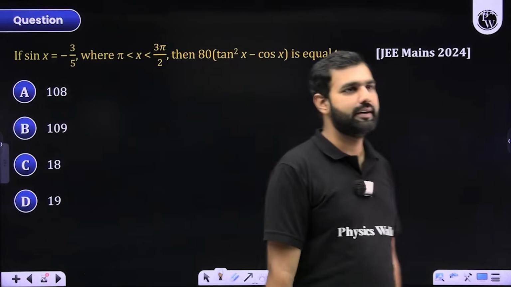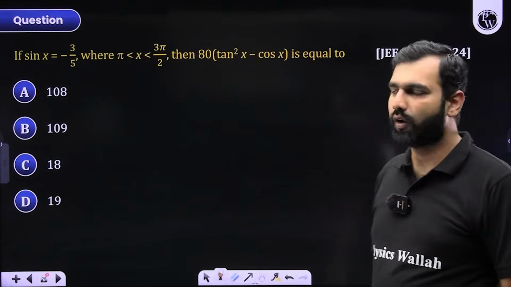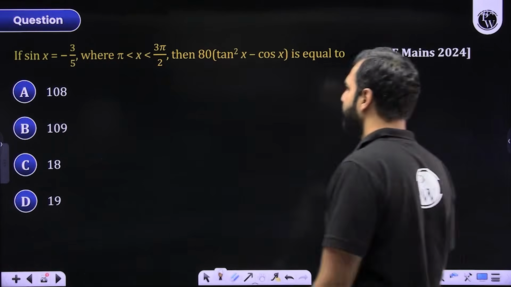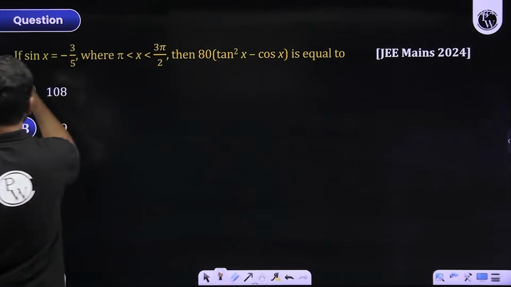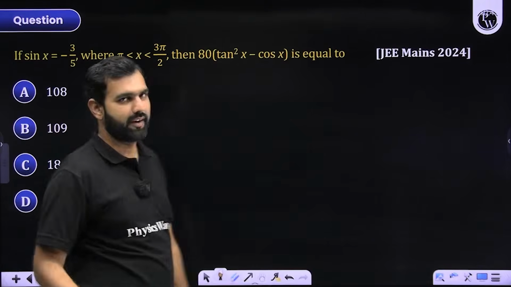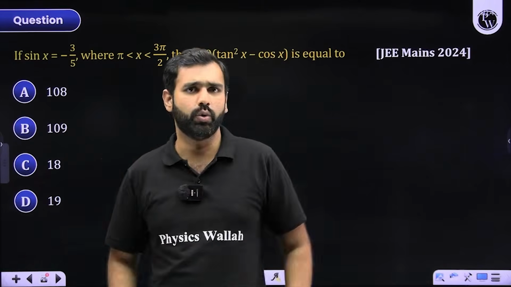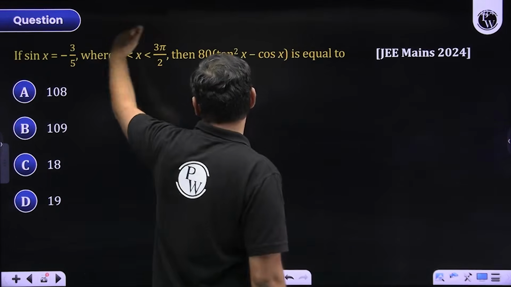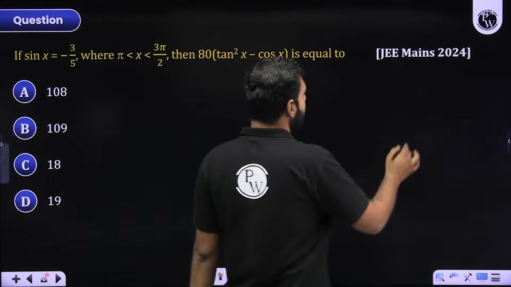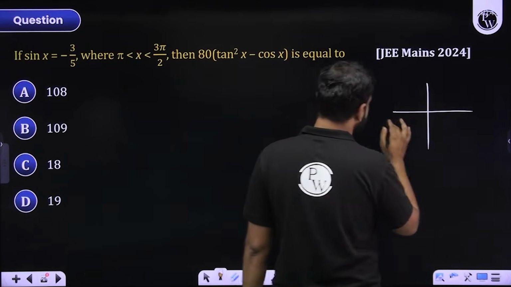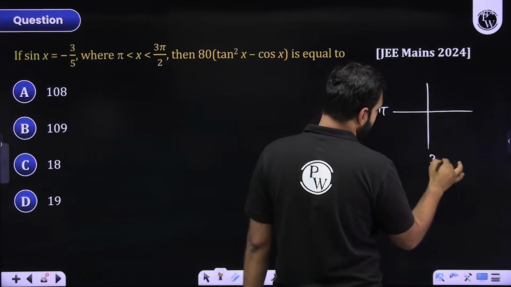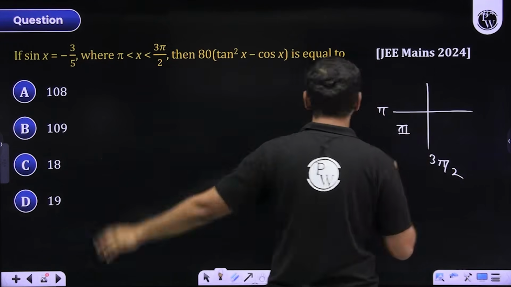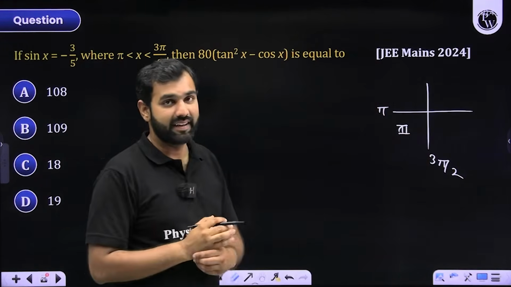And if you have gotten it, let us understand all of what we have learned so far through this simple, straightforward example. What does it say? It tells you that sin x is minus 3 by 5. We are already given this value. And x is between pi to 3 pi by 2. Now, if I simply could draw the quadrants, this is where you have pi and this is where you have 3 pi by 2. So we can see that this angle x is in the third quadrant.